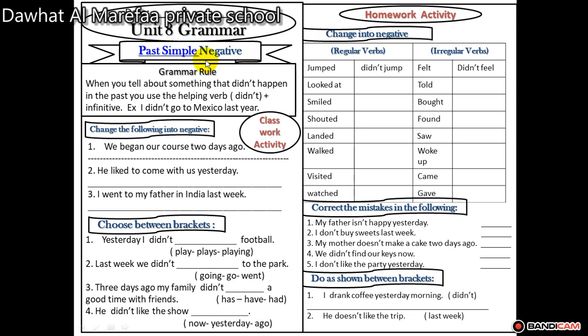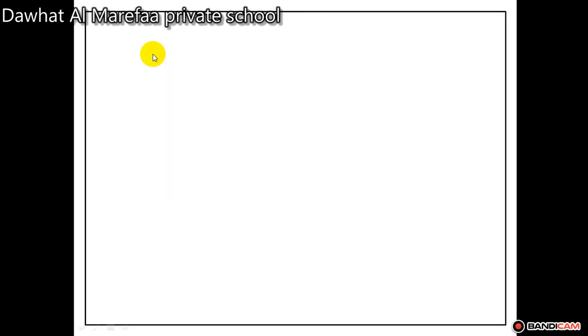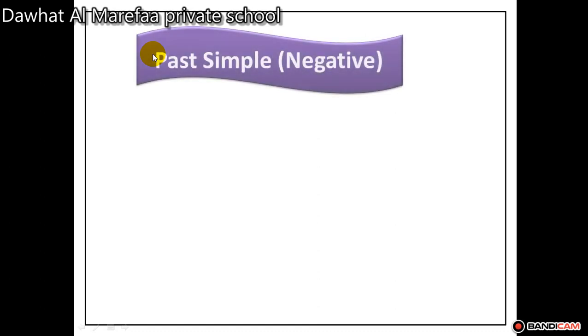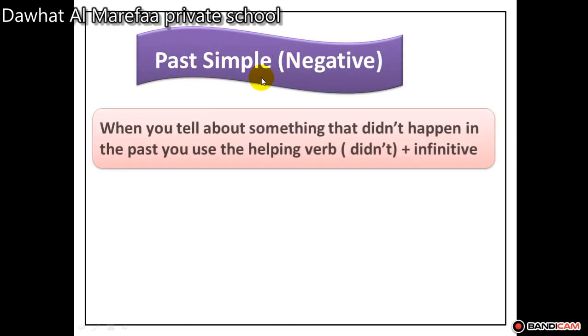What is the meaning of negative? Negative or negation, yani enough, is when we are going to negate the sentence itself. So how do we know it? We will know it, guys. Okay. So past simple, as you see here, will be the negative. And what is the past simple in the negation?